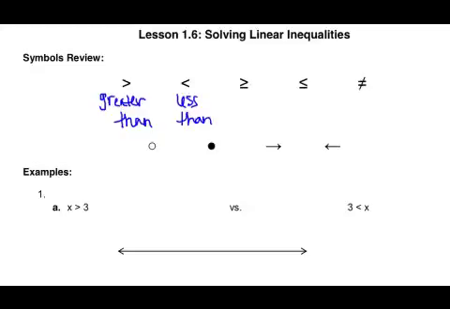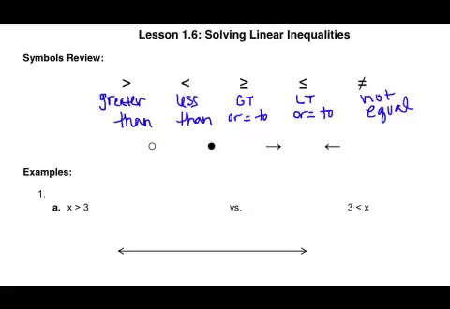The next one, if there's a line underneath the greater than or less than symbol, it means that it could be or equal to. So this is greater than or equal to. Same with the next, less than or equal to. And the last one in this line is not equal. Again, these should be symbols that you are familiar with.